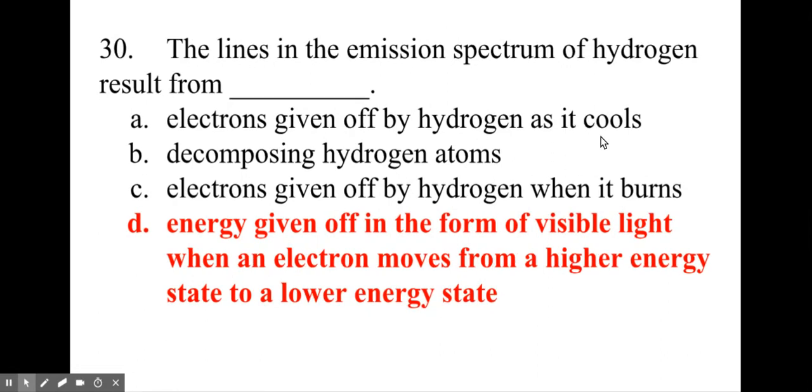And finally, number 30, the lines in the emission spectrum of hydrogen result from what? Well, an emission spectrum, particularly the one that Bohr used to come up with the Bohr model of the hydrogen atom, we look at the visible spectrum. We think of that as light. Well, how is light formed? Light is formed when an electron has been excited into a higher energy level, and when it drops back down to a lower energy level, that energy difference is given off in the form of a photon of light. So you think about how light is made in this particular case.